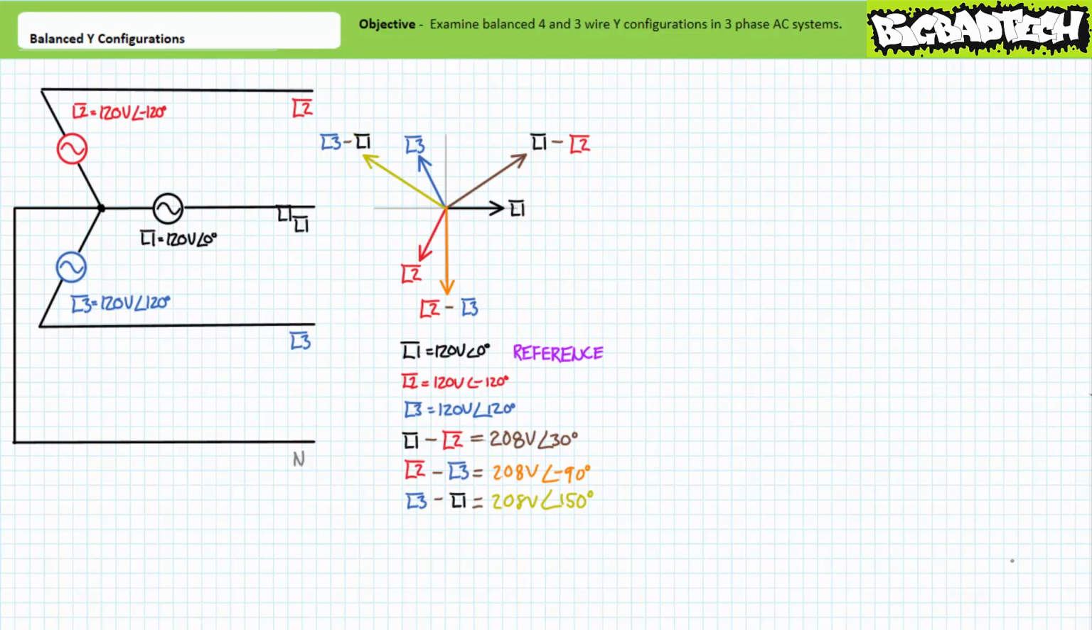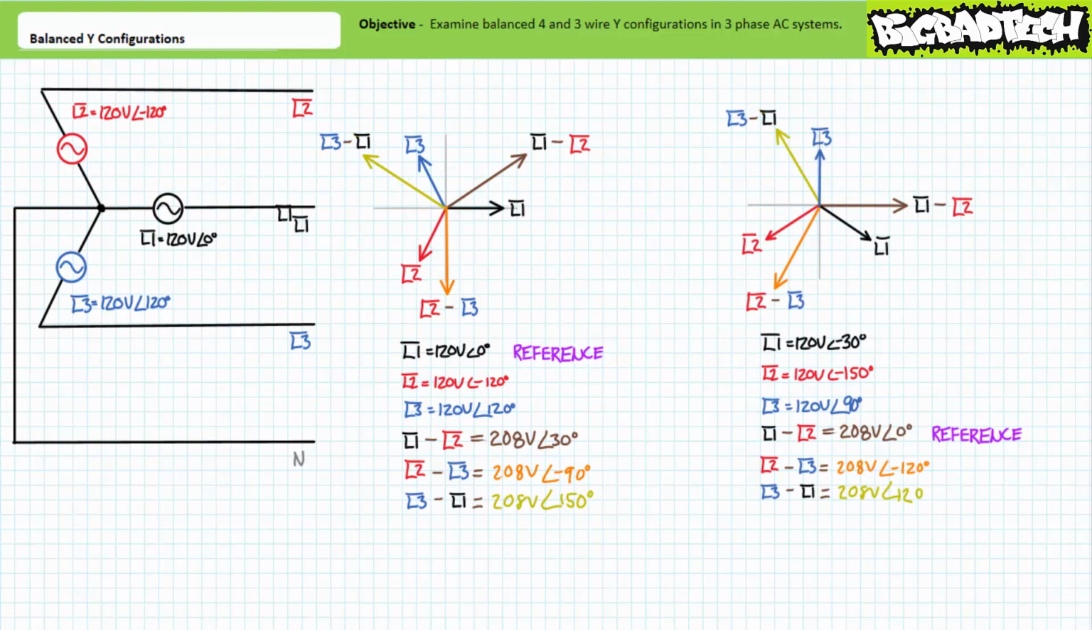Again, note both the line-to-neutral and line-to-line differentials each exhibit a relative phase shift of 120 degrees from each other. 120 degrees separates L1 from L2, L2 from L3, and L3 from L1. Similarly, 120 degrees separates L1 L2 from L2 L3, L2 L3 from L3 L1, and L3 L1 from L1 L2. This phasor diagram assumes L1 is our reference at 0 degrees.